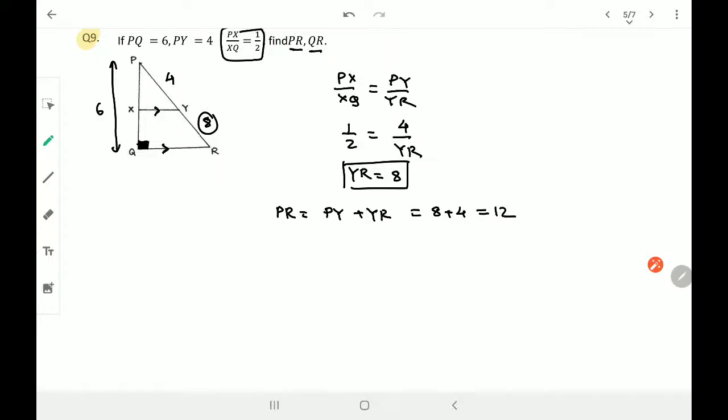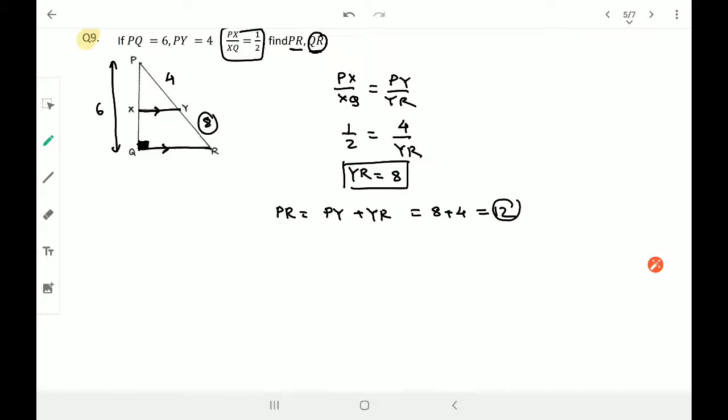And once I get 12 as PR, I have to find out QR now. Check. Now how can I find QR? Because in BPT, you must have realized by this time, nowhere does BPT tell us about XY and QR. It always works with the other two sides, not the parallel sides, right? That is the basic problem of BPT, that it never tells you about the parallel lines.